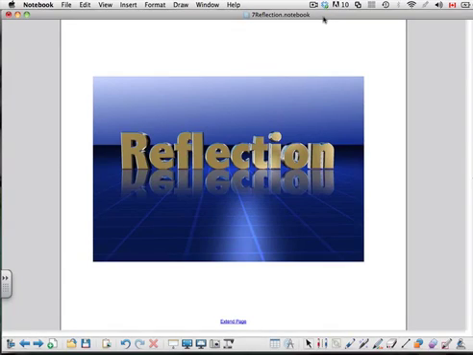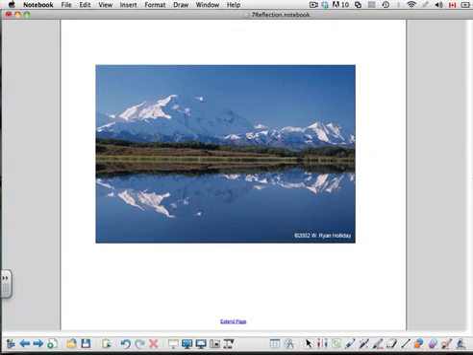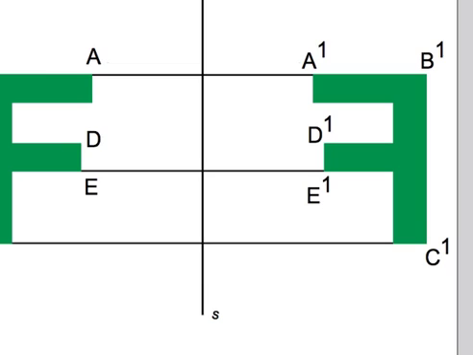Welcome to a lesson on reflection. Here is a nice reflection in nature. The pristine clear water reflects the mountain. This is an example of the letter F, which has been reflected across the reflection line. We call it S for symmetry. There's the reflection line, and this is the reflection of F.